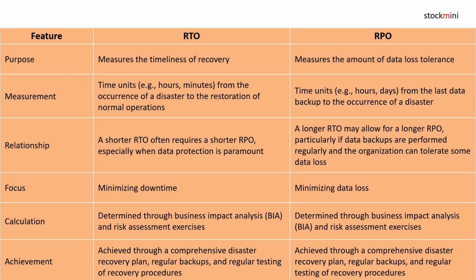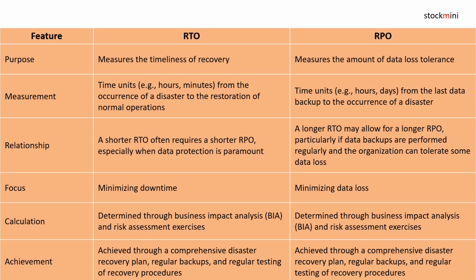The RPO represents the maximum amount of data an organization can afford to lose in the event of a disaster. It defines the acceptable time gap between the last data backup and the system outage or failure. A lower RPO indicates a higher frequency of data backups, minimizing potential data loss. RTO focuses on the timeliness of recovery, while RPO focuses on the amount of data loss tolerance.